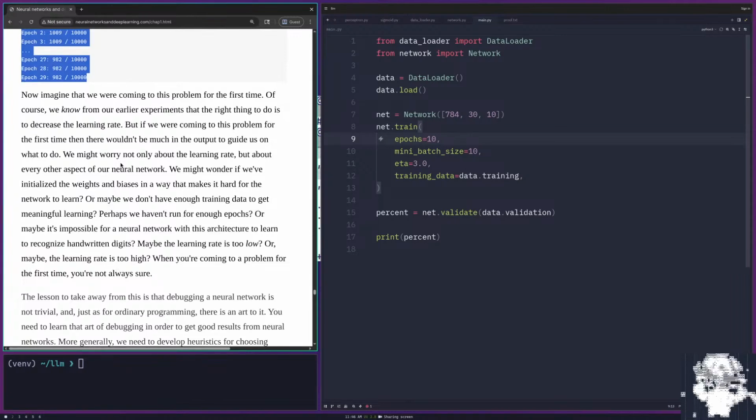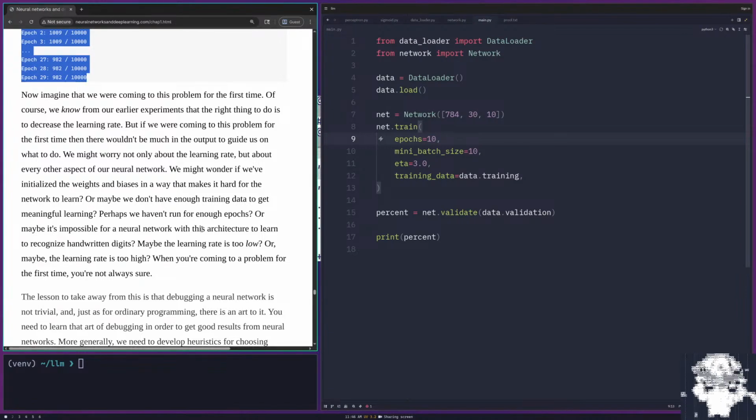Now imagine that we were coming to this problem for the first time. Of course, we know from our earlier experiments that the right thing to do is to decrease the learning rate, but if we were coming to this problem for the first time, then there wouldn't be much in the output to guide us on what to do. We might worry not only about the learning rate, but about every other aspect of our neural network. We might wonder if we've initialized the weights and biases in a way that makes it hard for the network to learn. Or maybe we don't have enough training data to get meaningful learning. Perhaps we haven't run for enough epochs, or maybe it's impossible for a neural network with this architecture to learn to recognize handwritten digits.